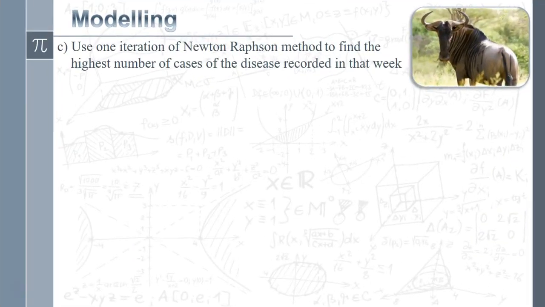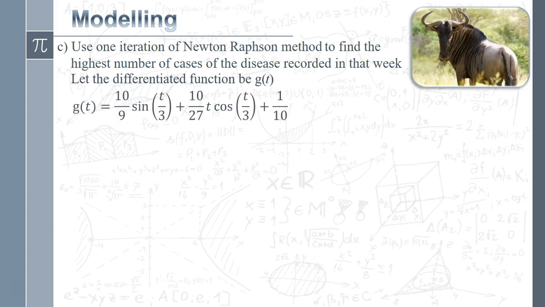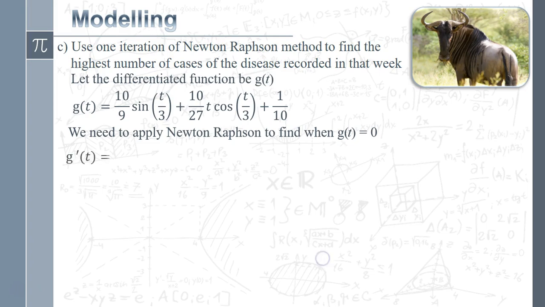So we've got to use one iteration of Newton-Raphson to find the highest number of cases recorded in that week. So we've got our differentiated function. I've renamed it to avoid any confusion over how many differentiations I've done. So there's our function, and we need to find the value of t when that thing equals 0. So we're going to apply Newton-Raphson, so off we go, let's do some differentiating.